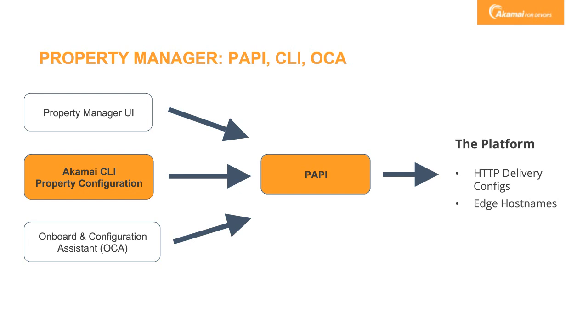There's also an onboarding and configuration assistant. That's kind of a wizard in the Akamai portal that lets you quickly onboard new properties, and it automates a lot of the steps that Property Manager UI doesn't do for you, typically just for initial onboarding. And that also uses Pappy on the back end. So today we will show you some demos of real-world implementations and usage of Pappy as well as the CLI.